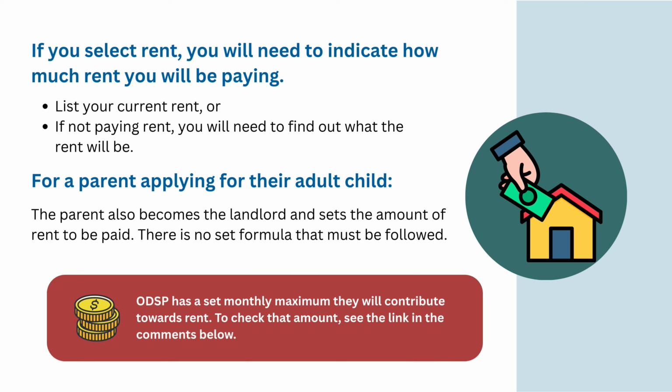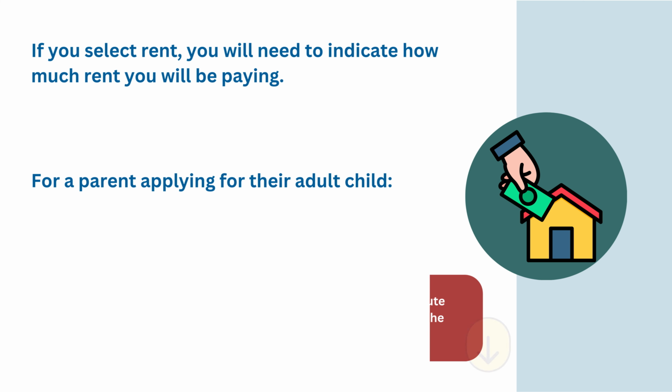We've provided a link in the comments below where you can check the current monthly maximum that ODSP will pay towards rent. If the landlord sets the rent below the ODSP maximum, ODSP will pay the amount of the rent. If the landlord sets the rental amount above the ODSP maximum, ODSP will only pay the maximum. So they will pay below if the rent is less, but they will not go above that monthly maximum for rent.